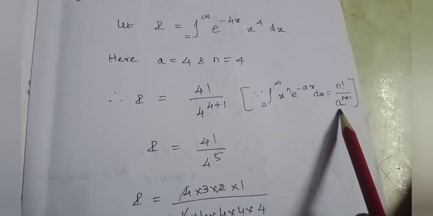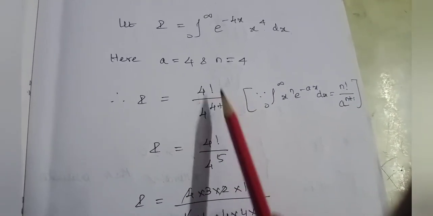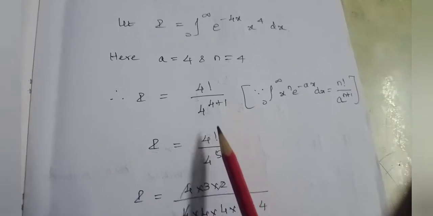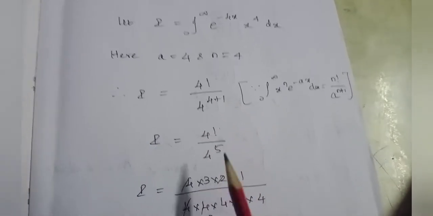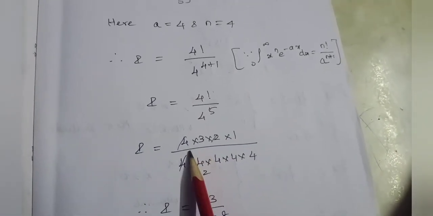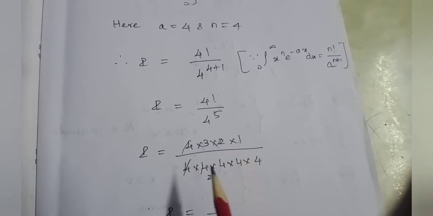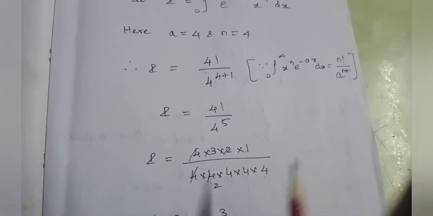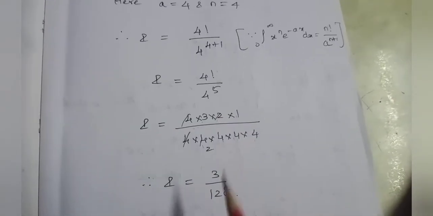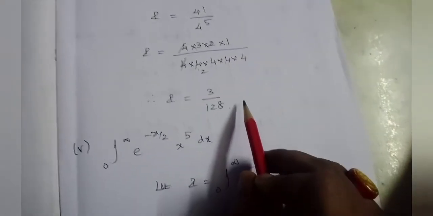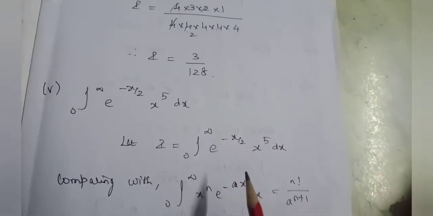So now substitute. The formula is n factorial divided by a to the power n plus 1. There it is 4 factorial divided by 4 to the power 4 plus 1, which is 4 factorial divided by 4 to the power 5. And what is 4 factorial, children? It is 4 into 3 into 2 into 1, divided by 4 into 4 into 4 into 4 into 4, that is 4 to the power 5. So you can cancel and the answer is I equal to 3 by 128. So this is how you have to do it.